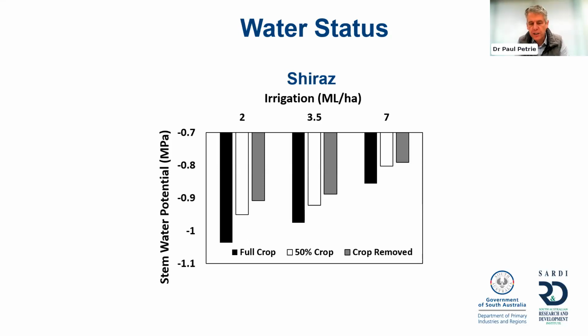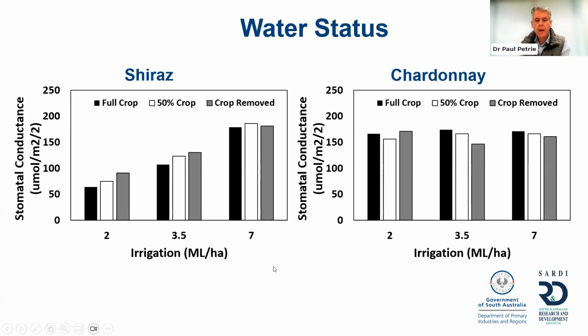Because we're applying pressure, we use a negative scale. So the more negative the scale is, the more water stressed these vines are. In this case, if we look across the top here, we've got the 2 megalitres, 3.5 and 7 megalitres per hectare. And the 2 megalitres with the full crop is more stressed than its equivalent treatment with the other ones, with more water. And as we remove the crop, those vines become less stressed. It was consistent across the 3 irrigation rates.